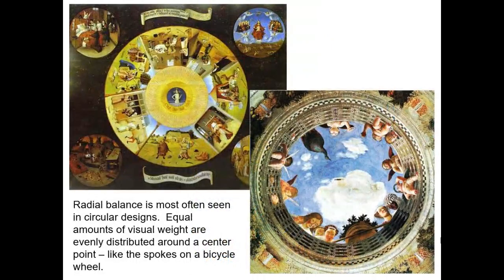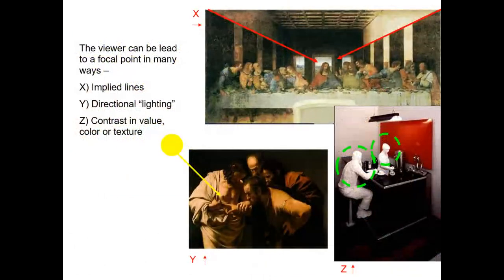One particular type of balance that's pretty easy to recognize is the balance we refer to as radial balance, as if things are radiating outward from center in equally sized, visually weighted shapes.